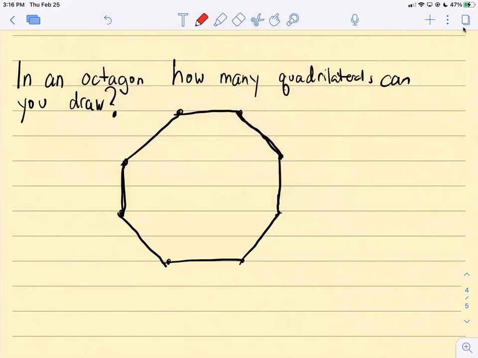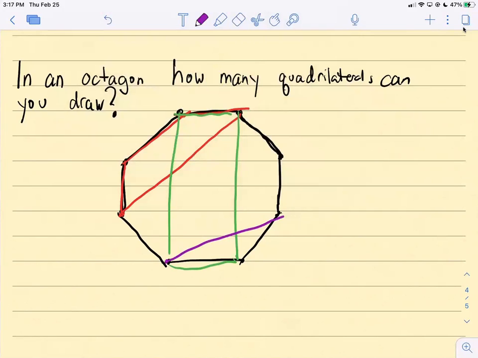shapes can you see in the big shape. One quadrilateral I can draw would be like this. Another quadrilateral I can draw would maybe be like a rectangle, like here. Or yet another one might be some sort of weirder quadrilateral. It could be something like this.